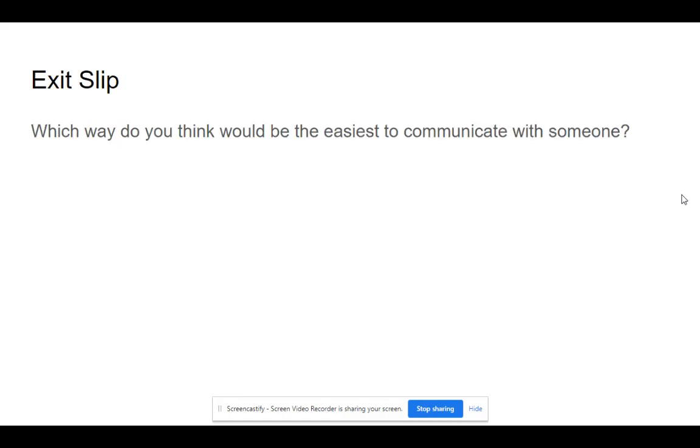Your exit slip. I want you to head to Google Classroom and I want you to think about the following question and answer it. Which way do you think would be the easiest to communicate with someone? So we listed four different ways. We said ASL or American Sign Language. We said tapping or drumming patterns. We said binary code. And we also said Morse code. So which one of these ways do you think would be the easiest to communicate with somebody else?